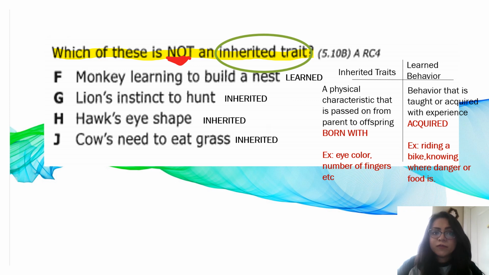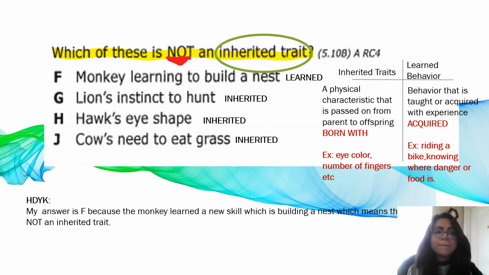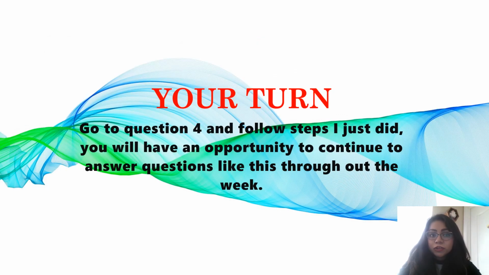Last thing I'm going to do before I circle my answer choice is write down my evidence. My answer is F because the monkey learned a new skill, which is building the nest, which means this is not an inherited trait. My answer is F. Now it's your turn. Go to question 4 and follow the steps I just did. You will have an opportunity to continue to answer questions like this throughout the week.